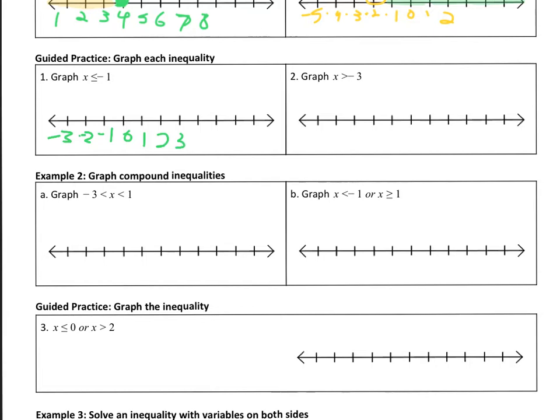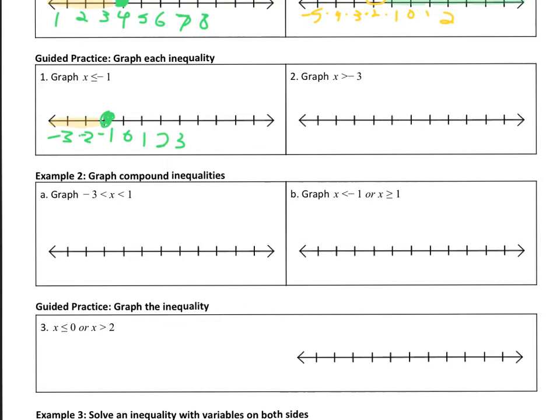That's probably good. Okay, got numbers greater and less than -1. Put my closed circle at -1, and I'm going to shade to the left. Less than, to the left. Okay, so that one's finished. Moving on to number 2 here.